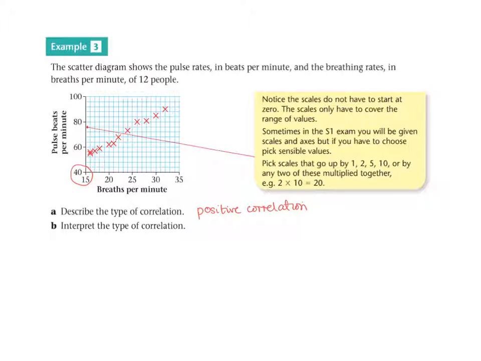And then if we're asked to interpret, so that's your key word here, interpret the type of correlation, that means you've got to interpret the real life situation. So as the breath rate increases, so does the pulse rate. We could have said that the other way around, as the pulse rate increases, then the breath rate.